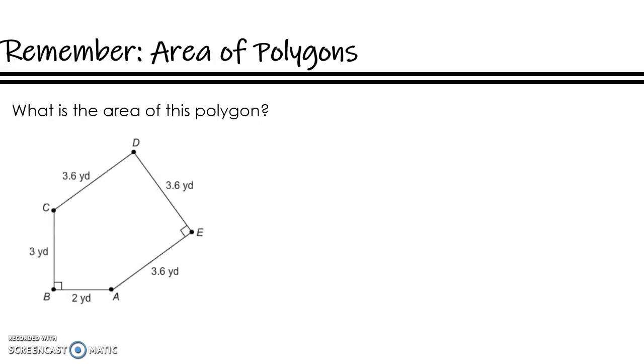Before we get started, let's remember how to find the area of a polygon. So remember when we talked about this, we learned that you can decompose these figures into smaller shapes. So I'm going to draw a line right here, and I now have a square and a triangle. So I'm going to find the area of each.